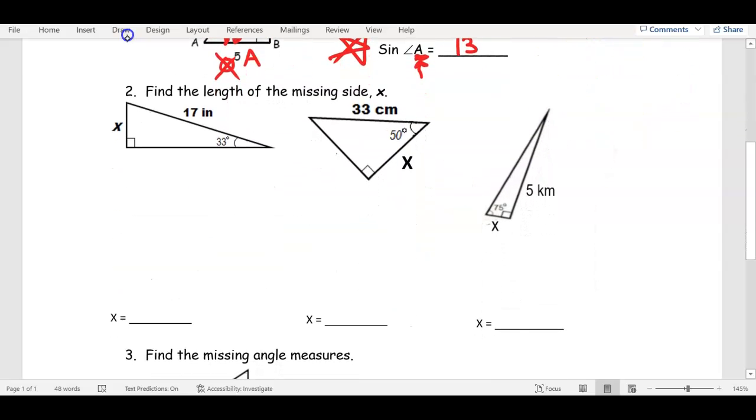Okay, now we got 3 of these. You want to find the length of the missing side x. So we've done these before. Start at the angle and label O, H, A. Which one do I not need? Well, I don't need that A because there's nothing there. So I'm going to remember for all these, SOHCAHTOA.